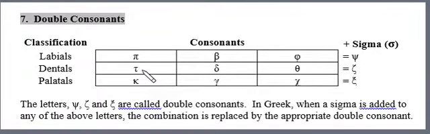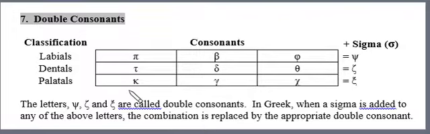The tau, the delta, and the theta, notice you make those with your teeth, or your dentals. T, d, and th. And when a sigma is added to them, they are formed into a zeta. They are switched into a double consonant named zeta.